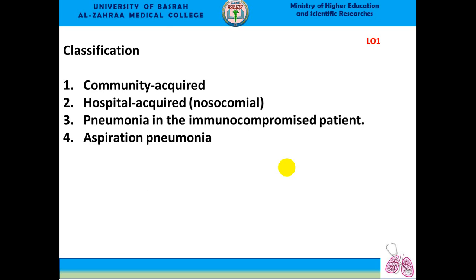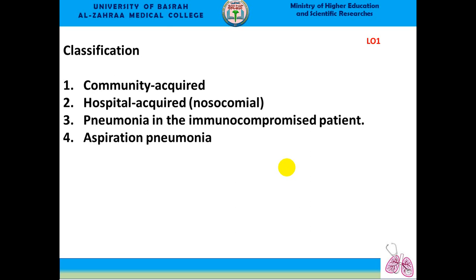Because as you know, in the hospital, there are other patients with pneumonia, and one may transmit the infection to another. A third type of pneumonia is called pneumonia in the immunocompromised patients. And the term immunocompromised means that the immunity is not good in that patient.